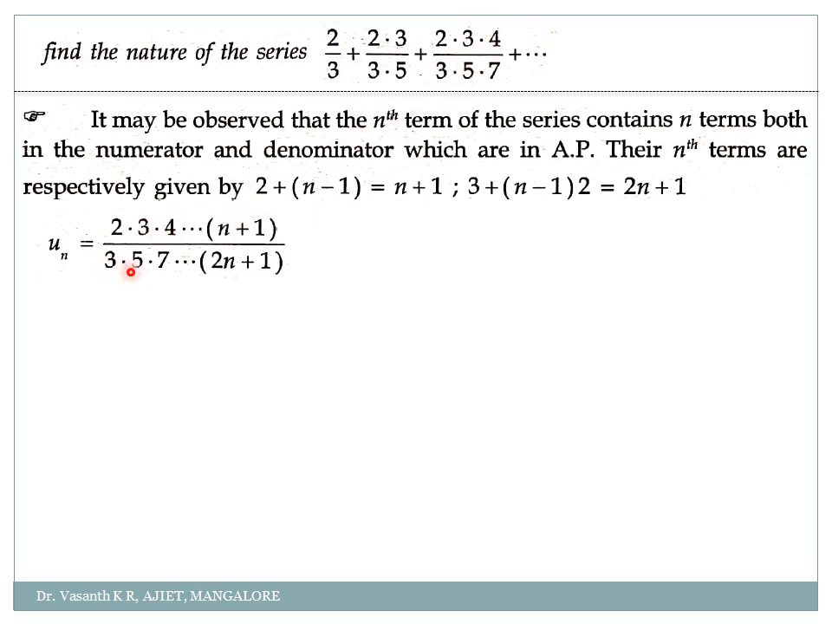2, 3, 4 divided by 3, 5, 7, and so on you write. Then check the numerator first. After 2 I have 3, after 3 I have 4. It is a series, but the starting number is 2. So you have to start from n plus 1. You have to add 1, because your summation will start from n equal to 1 to infinity, correct? So if I take n equal to 1 here, it should become 2. So I should get n plus 1.